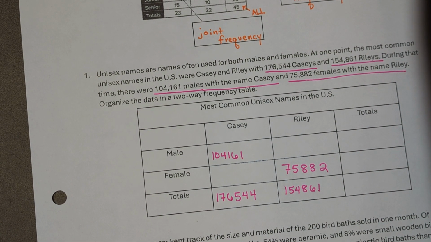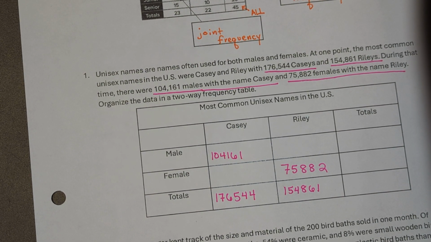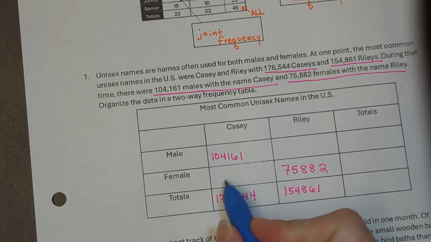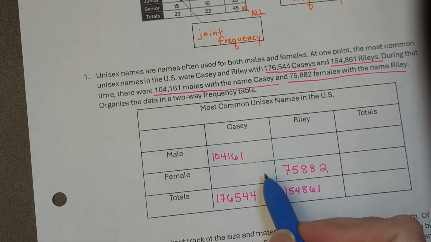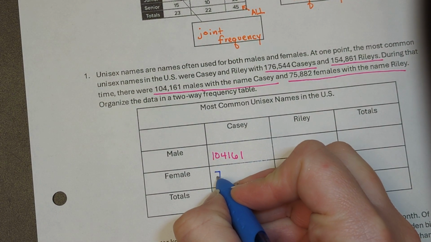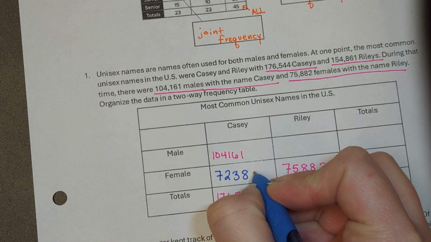Now it says organize the data in a table. So that's all the information they gave you. You have to fill in all of the gaps. Okay? So what could you find first? Could you find the female Caseys? Yeah. Because you know how many Caseys we have and how many of them are guy Caseys. We just need to find the girl Caseys. So what do you do with those numbers? All right, start subtracting. This is where calculators are your best friends because those are big numbers. Okay, and what should we get? Yep. So we should get 72,383.